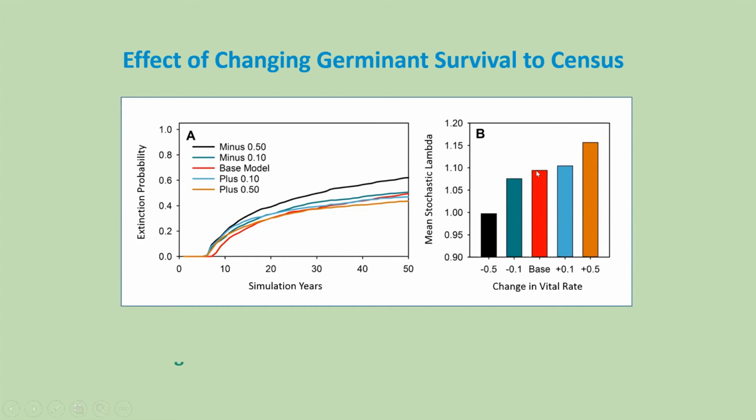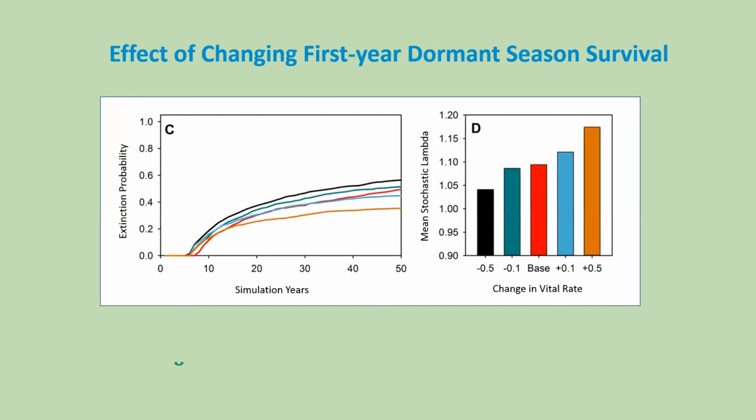Red is the base model, and black is the model run that represents a 50% decrease in the vital rate. And you can see it raised the extinction risk quite a bit too. So bear that in mind. Changing germinant survival changed things quite a bit. Now, changing first year dormant season survival: this is the chance that a seedling or a first year recruit that goes to sleep is going to wake up the next spring. Again, the base model stays the same.